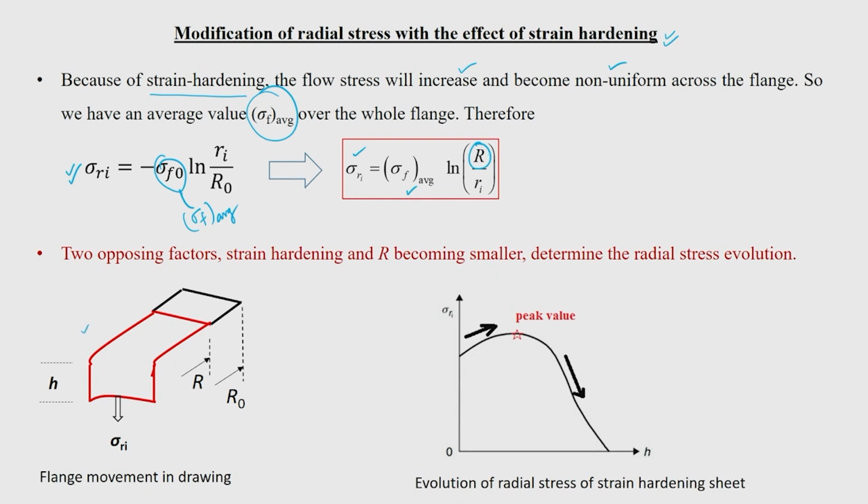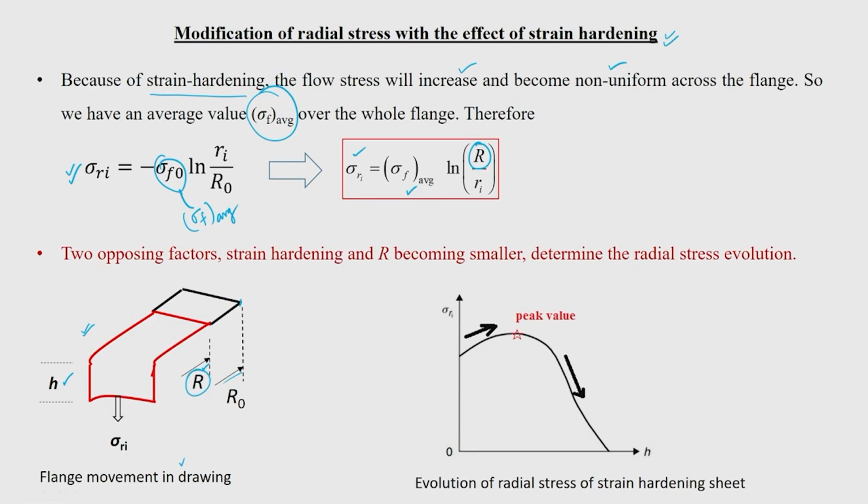So that diagram is shown here. You can see this is just a simple schematic. This is one section of flange which is showing the flange movement in the drawing. You will see that initially the flange region is up to this black part, which is actually R naught, and after some height, let us say cup height, your cup wall height as let us say h, the new radius is R. So this radius I am going to update here. That is one small change we are having.